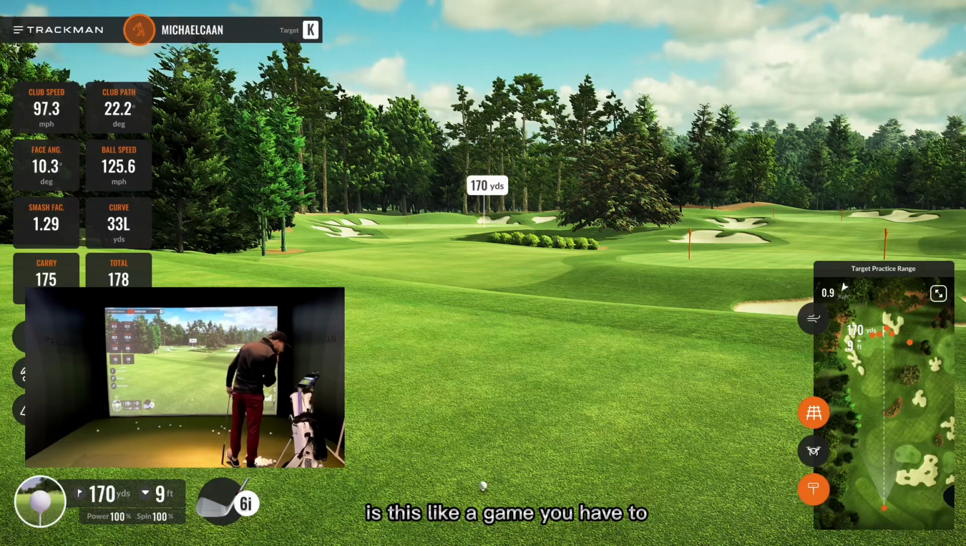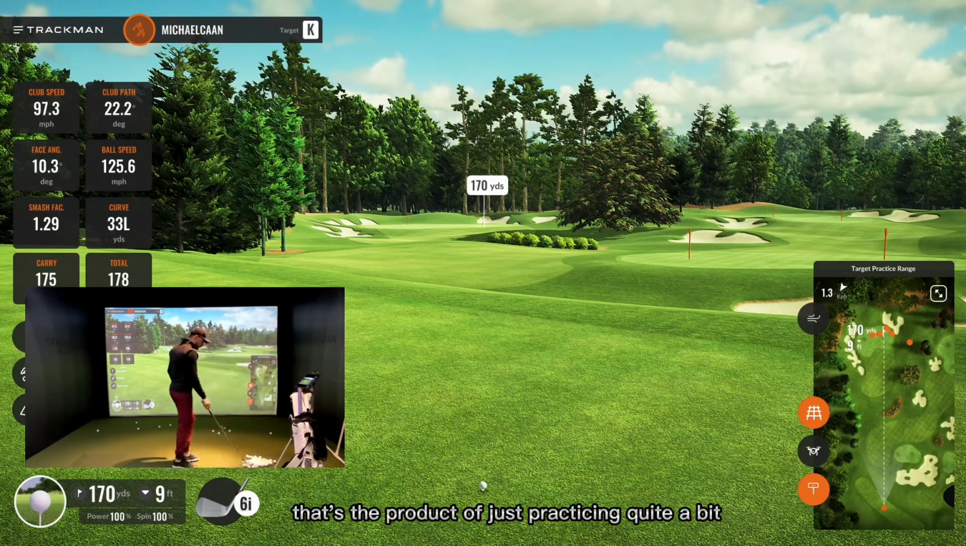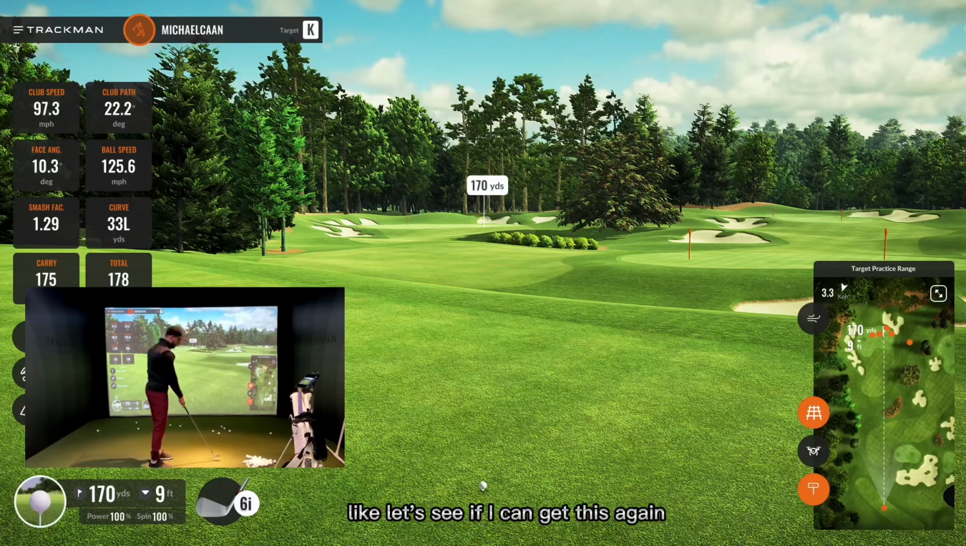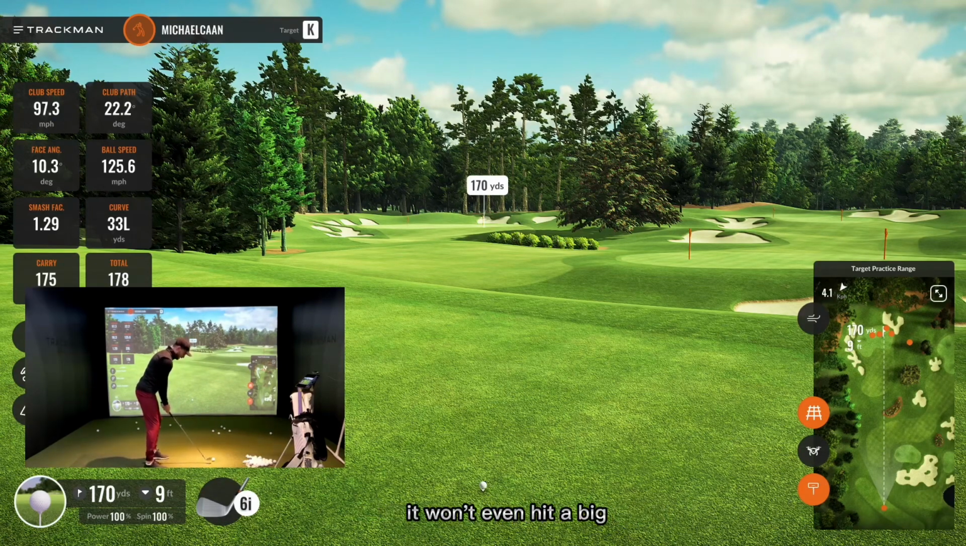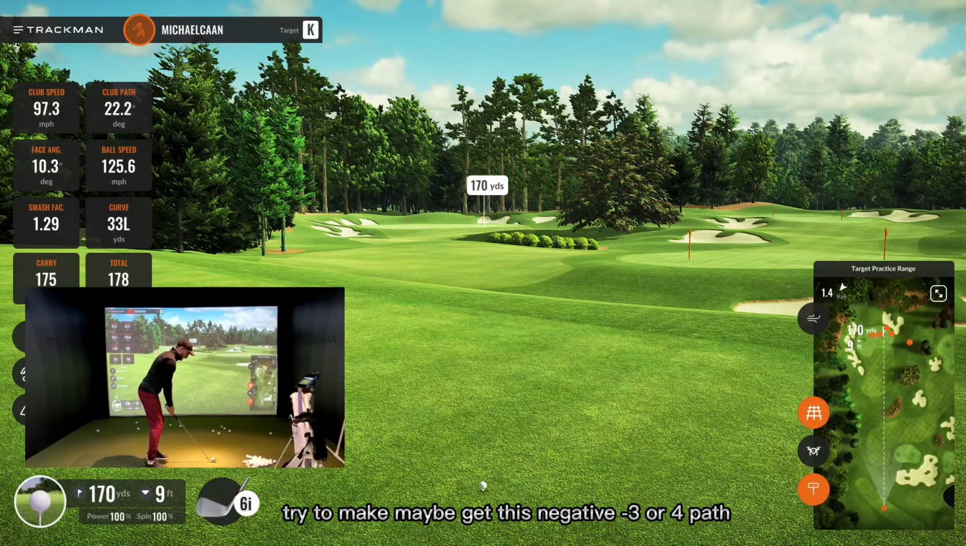Is this like a game, having that much face and path control? It's pretty good, right? Like, I mean, that's the product of just practicing quite a bit. I can influence my path quite hard. Like, let's see if I can get this. Again, we'll hit a bit, no, I won't even hit a big fade. Let's just hit a little fade. Try to maybe get this negative 3 or 4 path with like, I don't know, a negative 2 degree face.